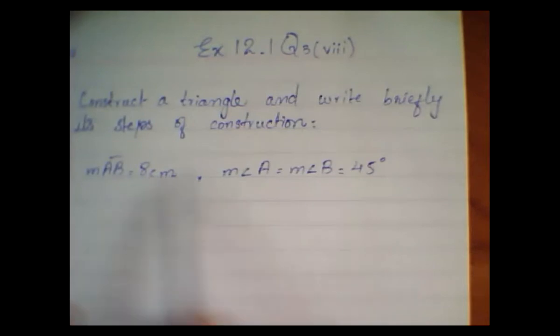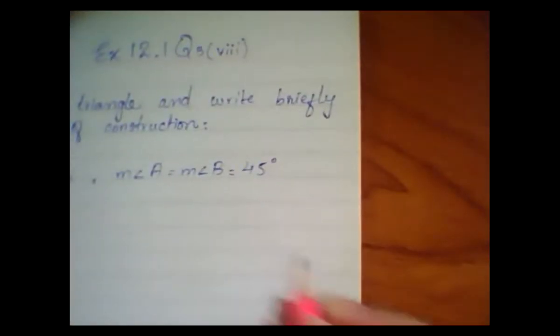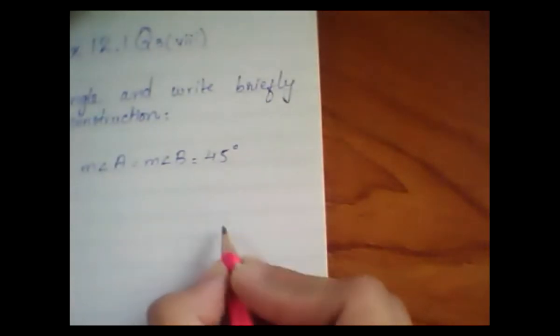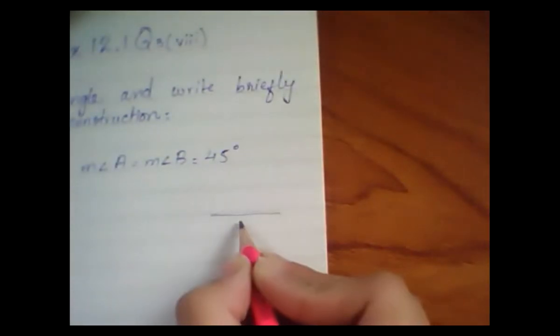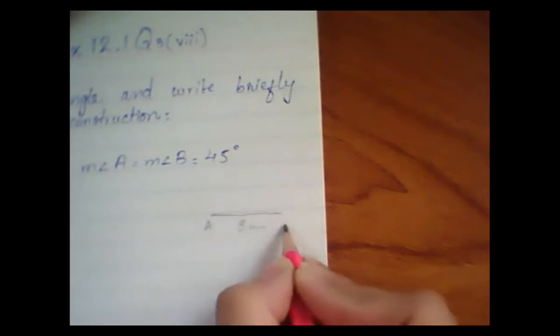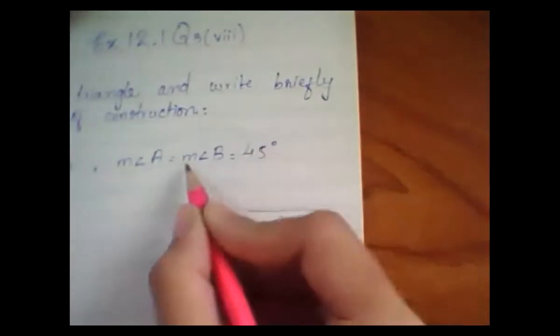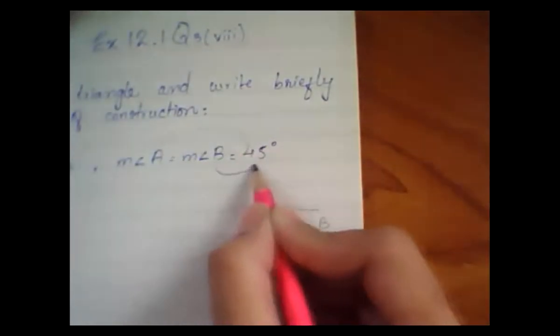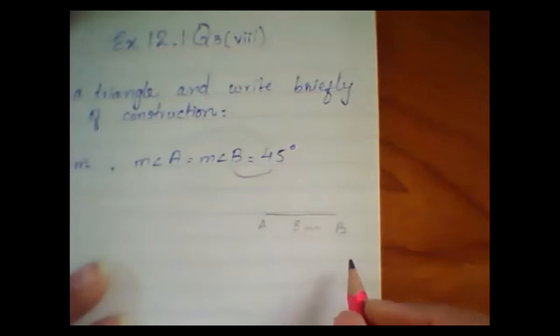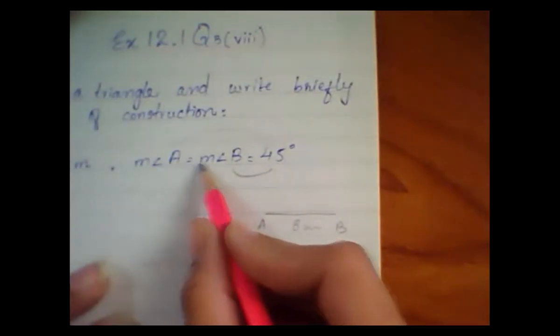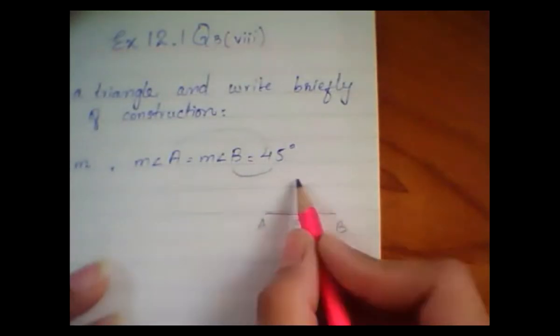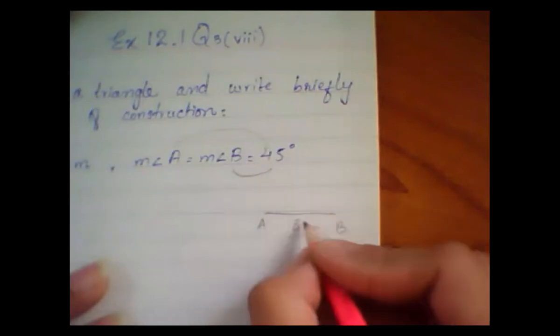Here measurement AB, angle A and angle B are given of 45 degree. What we have to do here? Talha, first, bete, we can draw here a rough sketch like this. AB is equal to 8 centimeter. Now angle A is of 45 degree and angle B is also of 45 degree. What is meant by this? That angle A is equal to angle B is equal to 45 degree. It means that both the angles are equal to 45 degree.